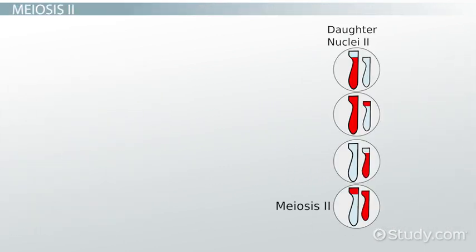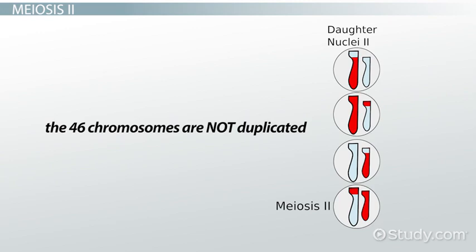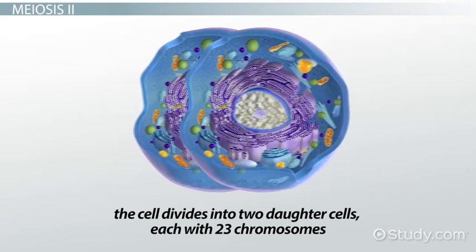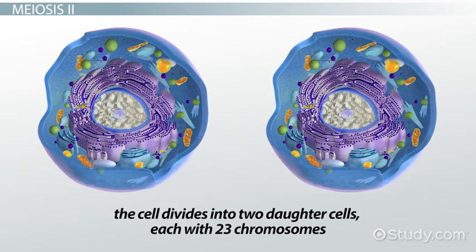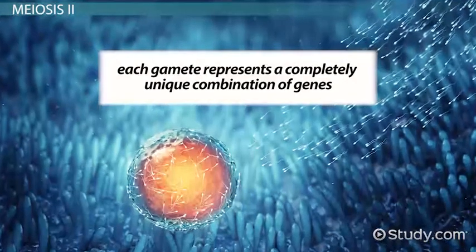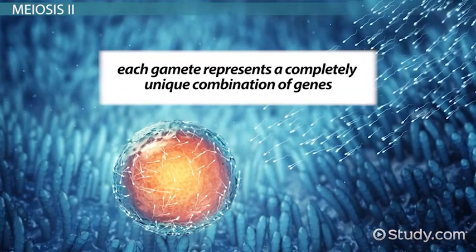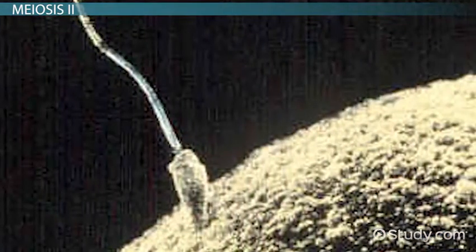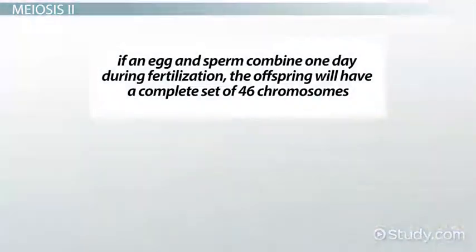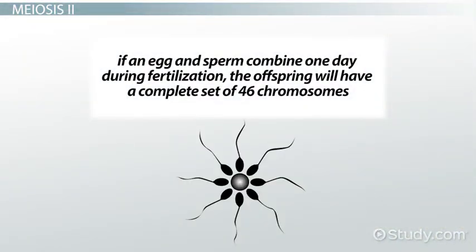Using our trader analogy, the traders have exchanged goods and now carry a diverse mix of each other's supplies. During meiosis II, the 46 chromosomes are not duplicated. Instead, the cell divides into two daughter cells, each with 23 chromosomes. Each chromosome now has a different combination of specific genes due to crossing over in meiosis I, and each gamete represents a completely unique combination of genes. This halving occurs so that if an egg and sperm combine one day during fertilization, the offspring will have a complete set of 46 chromosomes.